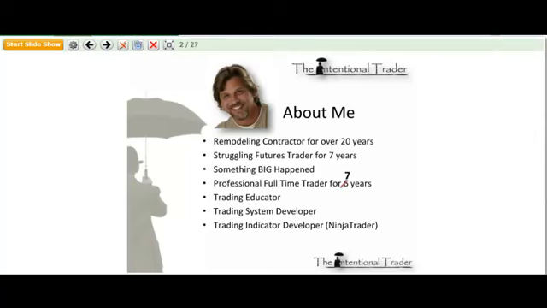I have become a full-time trader. I've been doing that for up until recently. I've been saying 6 years for so long that I had to rethink it, and it's been a little over 7 years now that I've been trading for a living.